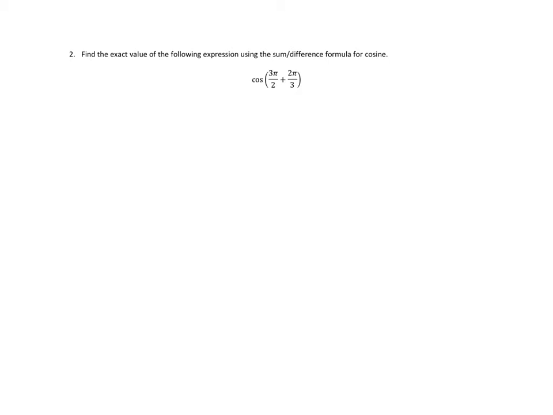Let's compute the exact value of cosine of 3 pi over 2 plus 2 pi over 3. And we're going to use the sum difference formula for cosine. So maybe I'll state that formula first. The formula is, if you have cosine, and actually since we have addition here, I'll just focus on the sum version. So cosine of two angles being added together is equal to cosine of angle A times cosine of angle B minus the sign changes, and then we have sine of angle A and sine of angle B.